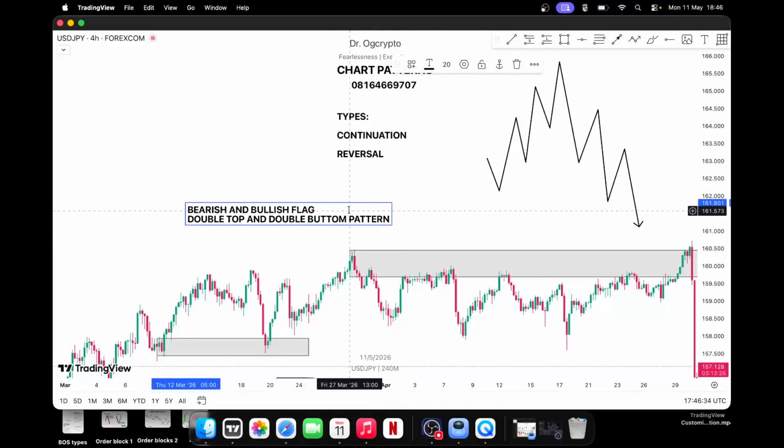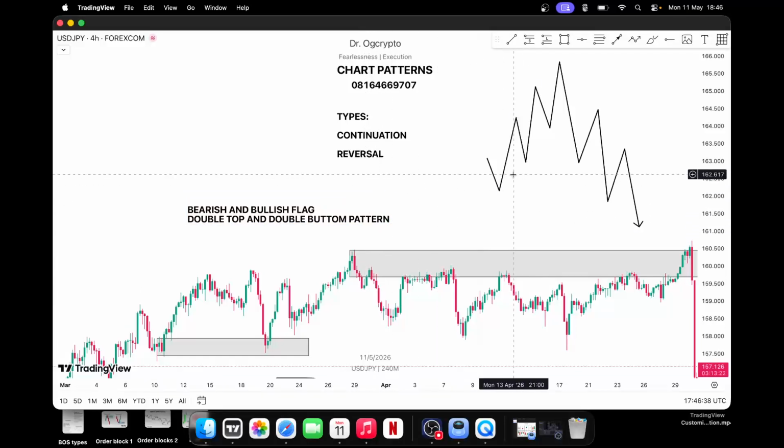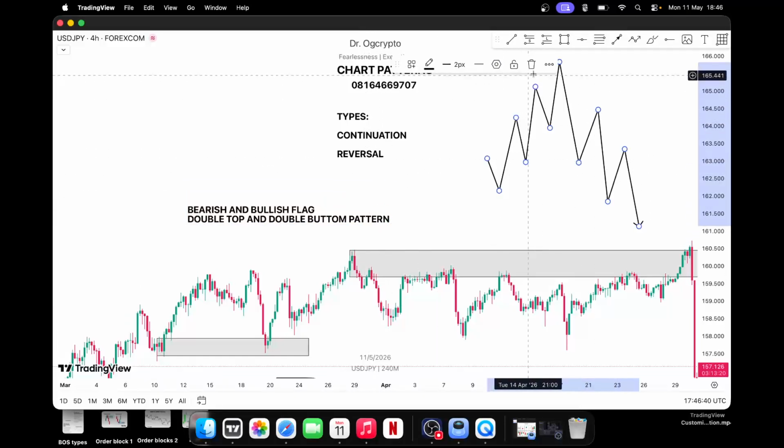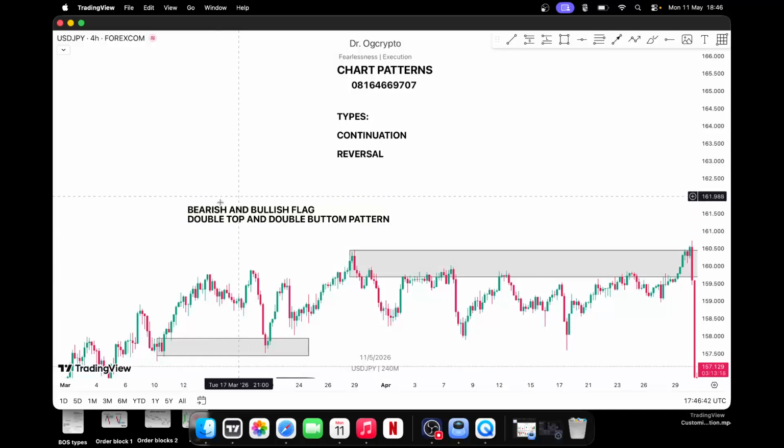Just know it for knowing's sake, or so that one person will not tell you that you don't know what you are doing. You understand? But the ones you can be using to trade that is profitable, you can just be using bearish flag and bullish flag, double top and double bottom pattern.